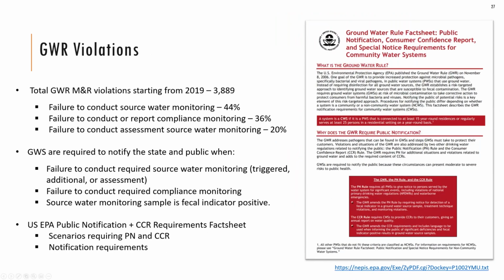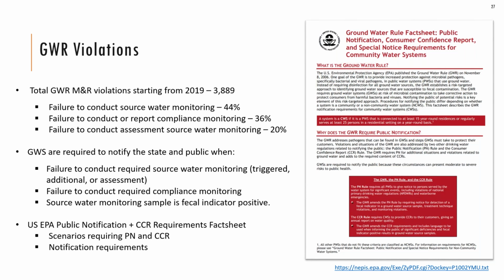Now, if a system fails to conduct any of the required monitoring, a violation occurs. The annual violation data from 2019 show that there were close to 4,000 monitoring and reporting violations associated with the groundwater rule. 44% of these were failing to conduct triggered source water monitoring. 36% were associated with failing to conduct or report compliance monitoring, and 20% were failing to conduct source water or assessment source water monitoring.